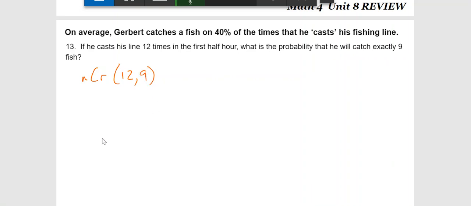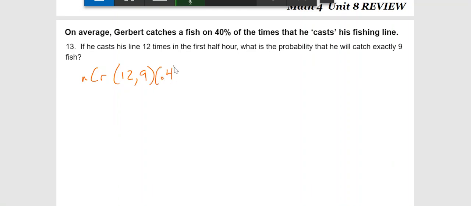Now stop and think about this for a minute. 40% of 12 winds up being something like about 5. So you would typically expect him to catch 5 fish. Him catching 9 fish is going to be a bit unusual. That's his lucky day. He ought to go out and buy a lottery ticket after that.